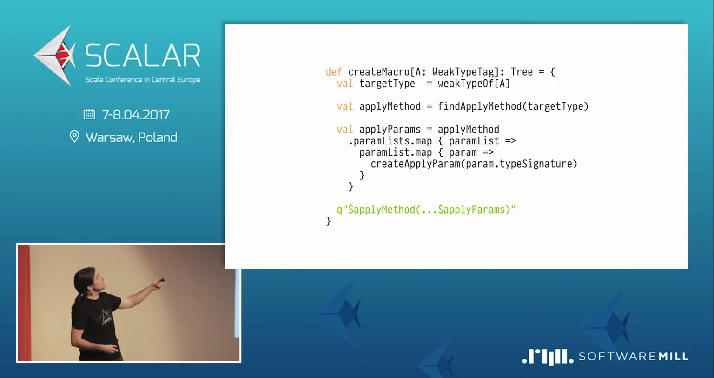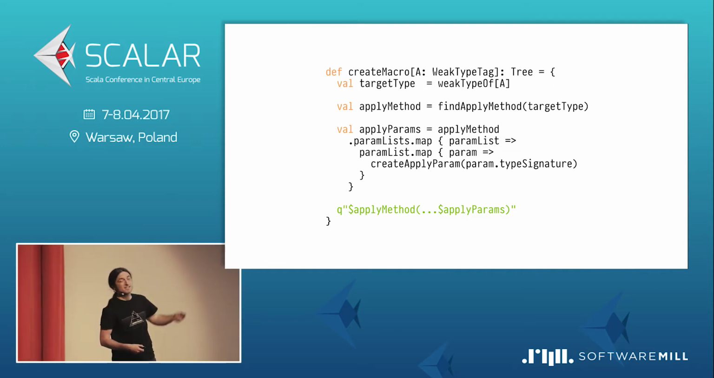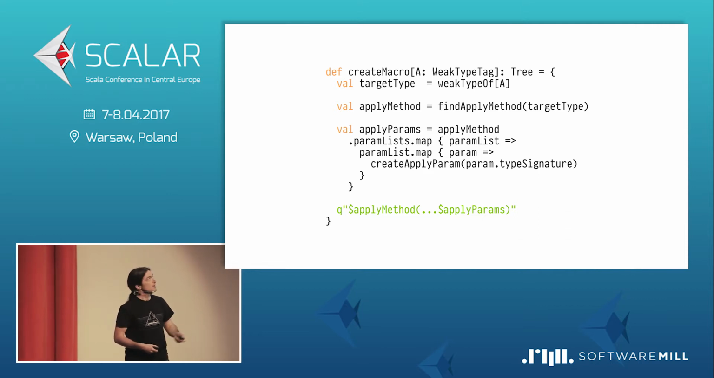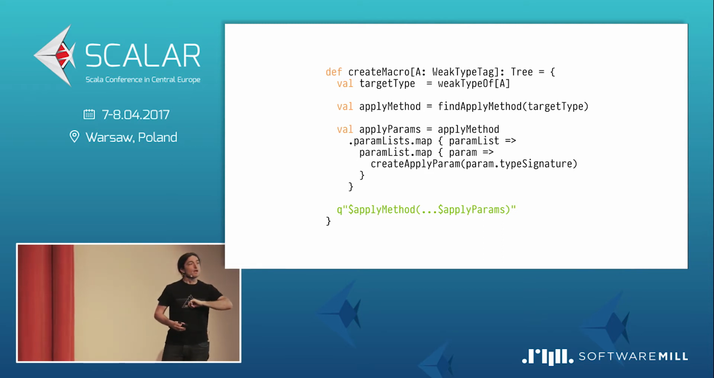to implement this. So first of all, we get this weak type of, we get some metadata about the type A, and then I've got a little helper method here that I'm not going to show you the implementation of, that takes that metadata and goes and looks at the class definition, because you can get hold of the class definition, finds the companion object, goes through all the methods one by one, and finds the first method called apply that returns the type that we want that's public.